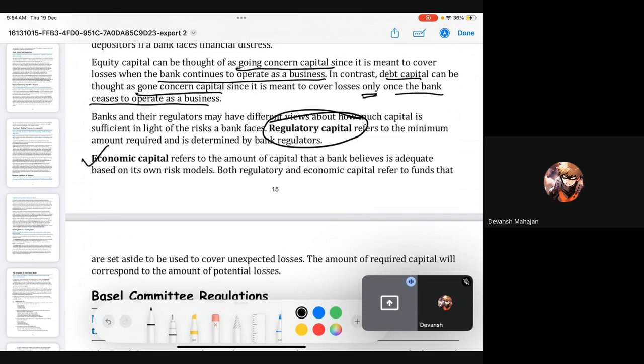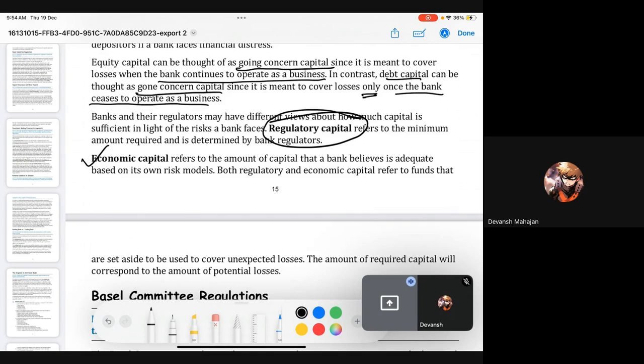Economic capital क्या होता है? That is the amount which the bank believes is adequate for their riskiness. Now, of course, capital will have to be based on the level of risk taken. क्योंकि capital का point क्या है? Future में जाके when something will hit, it has to act as a cushion.